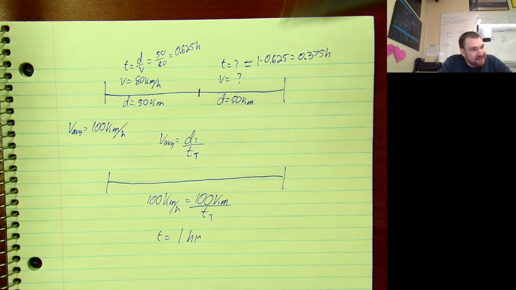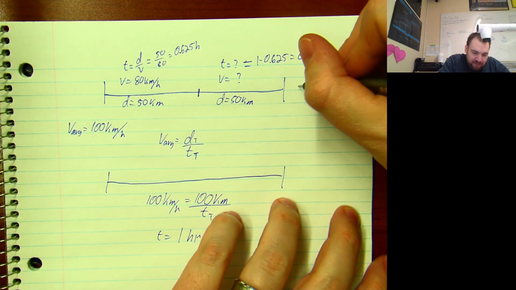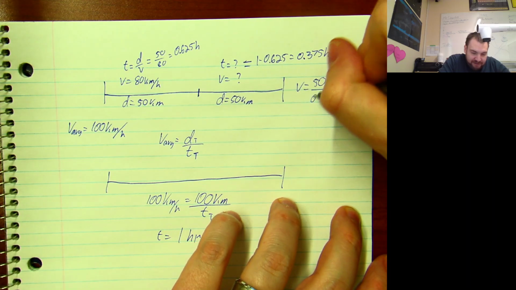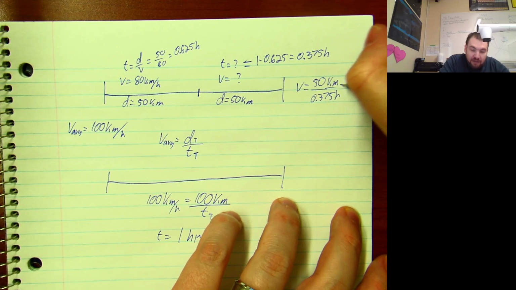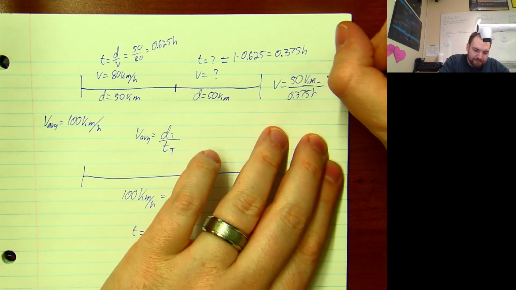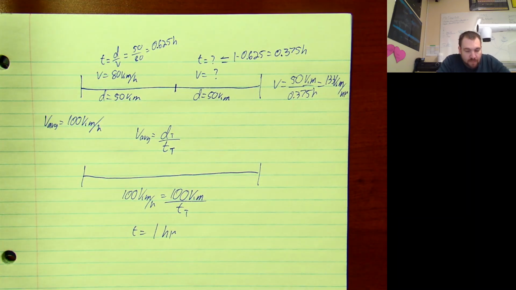And so the velocity, I like this, that's smart, man. The speed we want then is going to be 50 kilometers divided by 0.375 hours, giving us a total speed of, what's 50 divided by 0.375? That's 133 kilometers per hour. I like it. Well done, Connor. Jasmine, that makes sense? I like it.